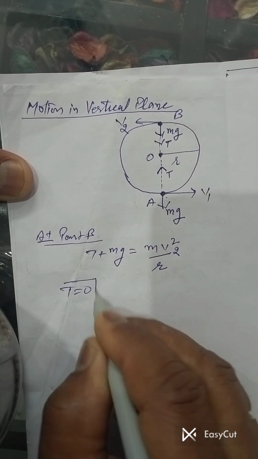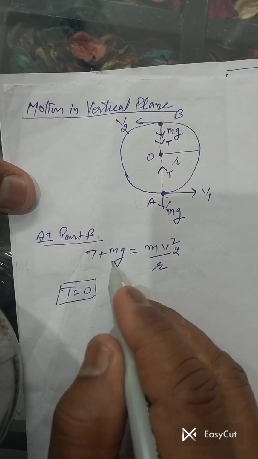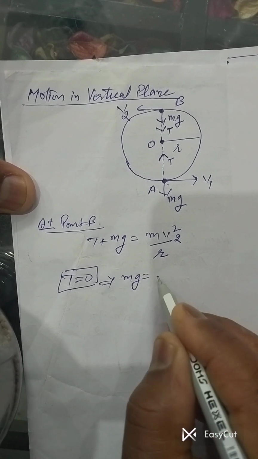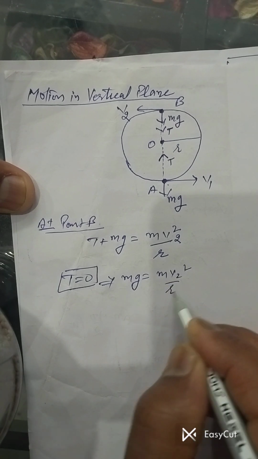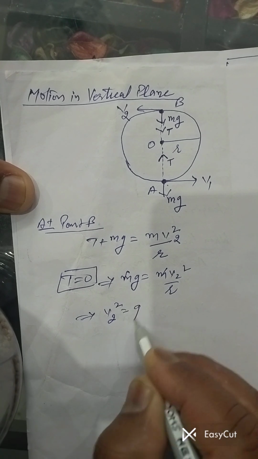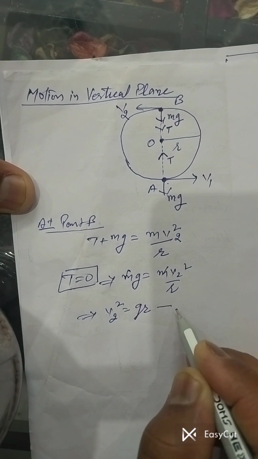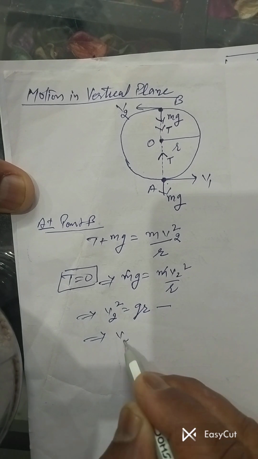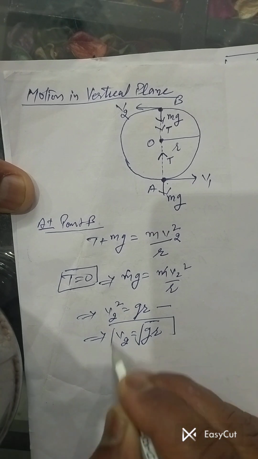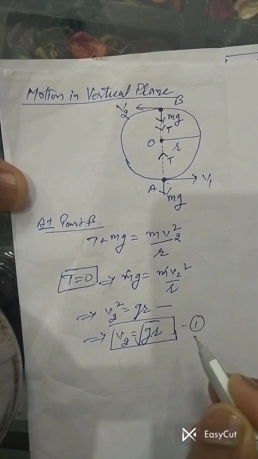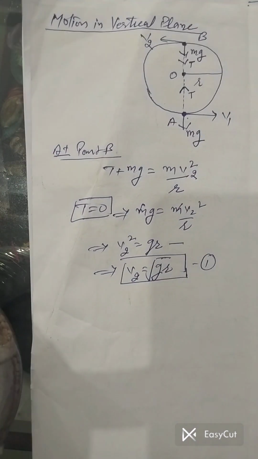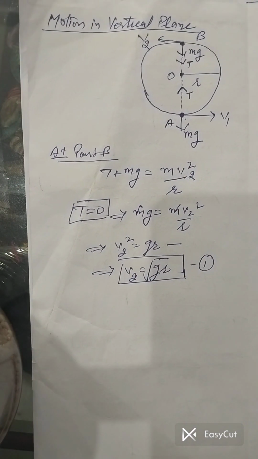So T can be put equal to 0, because only the weight provides the centripetal force, that is, mg will be equal to mv2 square upon r. So you can find that v2 square is equal to g into r, or v2 is equal to under root gr. This is equation number 1. So this is the minimum velocity at point B, that is, at the uppermost point.